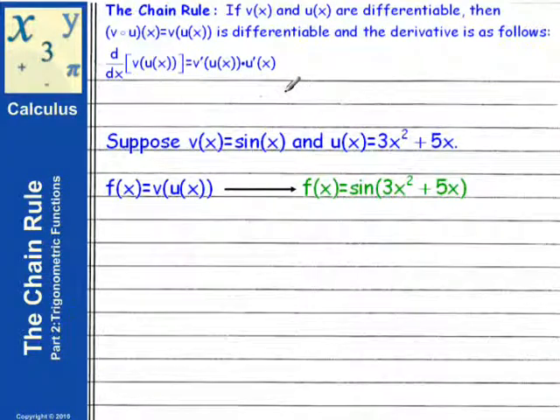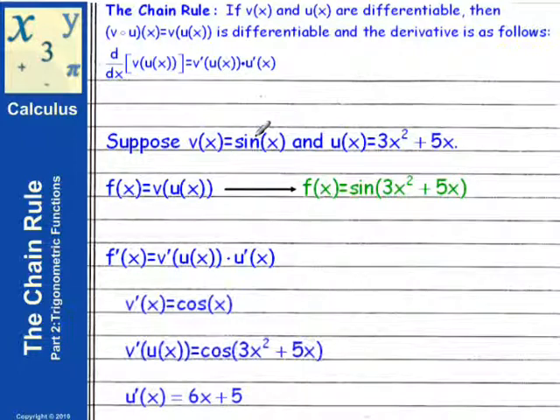So the chain rule tells us how we can deal with that derivative. It says to find the derivative of this function, we just evaluate v prime at u of x, and then we multiply with u prime. First we need to know what v prime is. And of course we know that v prime is simply cosine of x. Then we need to take v prime, which is cosine of x, and evaluate it at u of x. That is, put a u of x in the place of x, and u of x is 3x squared plus 5x. So v prime of u of x is simply cosine of 3x squared plus 5x.